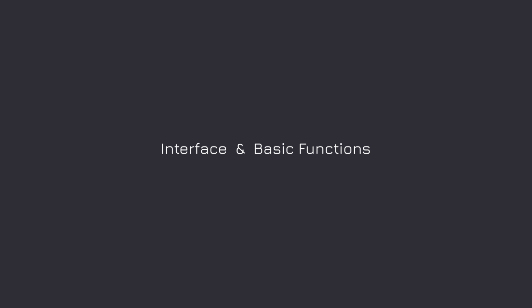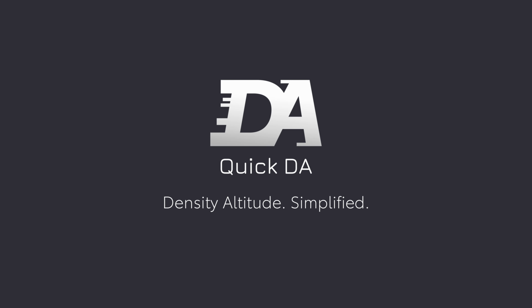This has been an introduction to the interface and basic functions of QuickDA. Follow along for further videos that will go deeper into using inputs such as barometric pressure and humidity that can be used to further refine the accuracy of your density altitude calculations.